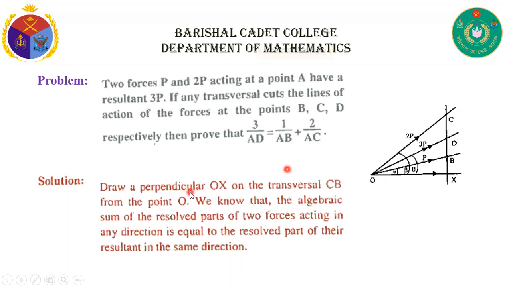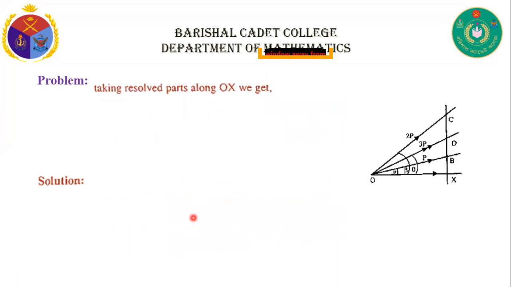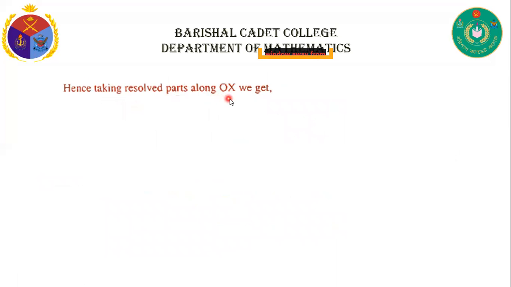So now we have to show that 3 by AD equal to 1 by AB plus 2 by AC. So draw a perpendicular OX from the point O. We know that the algebraic sum of the resolved parts of two forces acting in any direction is equal to the resolved part of their resultant in the same direction. Hence, taking resolved parts along OX, P cos BX plus 2P cos CX equal to 3P cos DX. It is the resolved part of the resultant and of the forces.